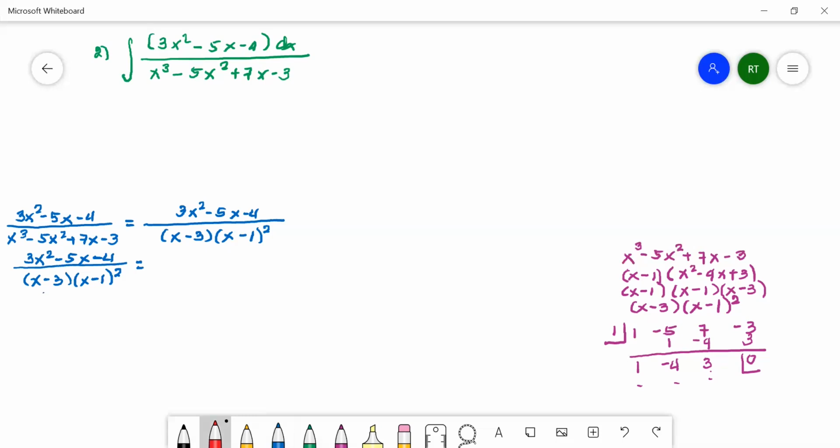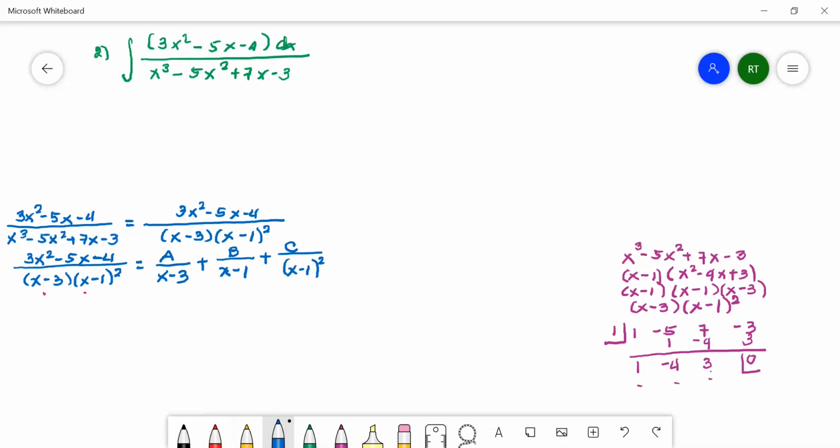Therefore, for the distinct linear factor x minus 3 in the denominator, there corresponds a partial fraction in the form A over the linear factor x minus 3. Then plus, for the repeated linear factor x minus 1 raised to the second power, there corresponds partial fractions in the form B over x minus 1. Since it is repeated twice, plus C over x minus 1 raised to the second power.